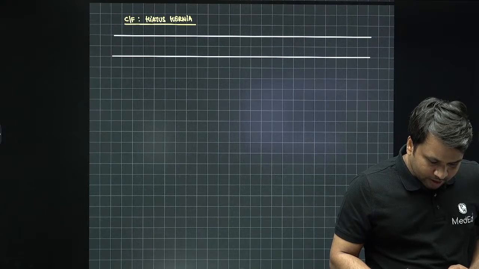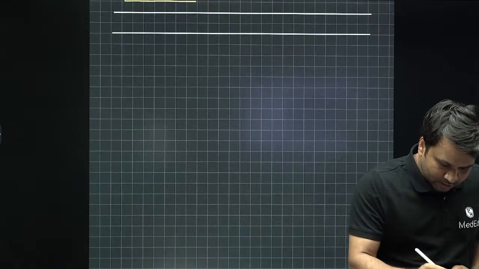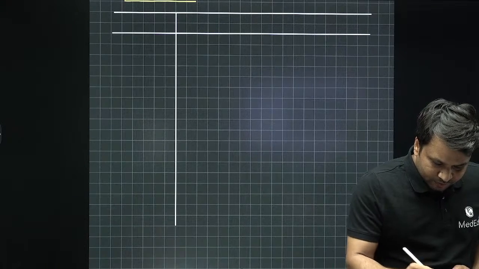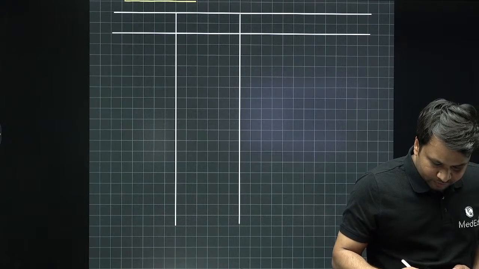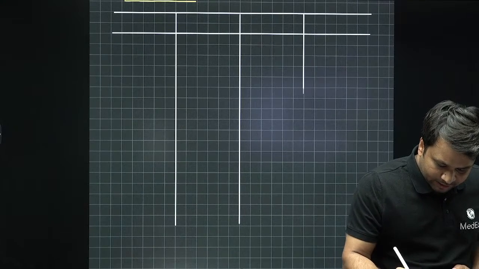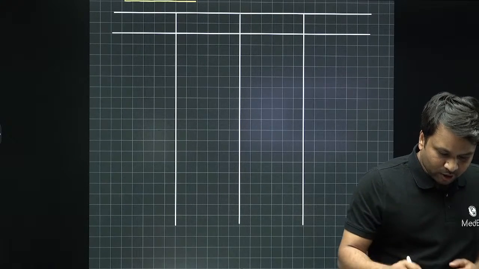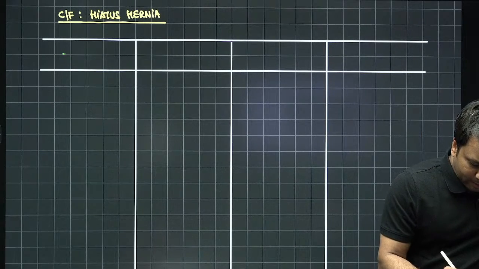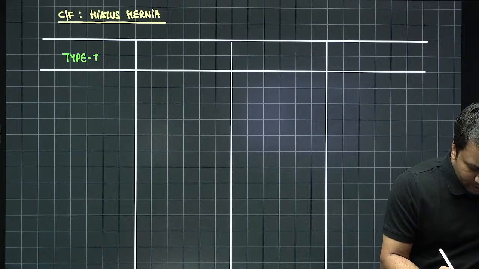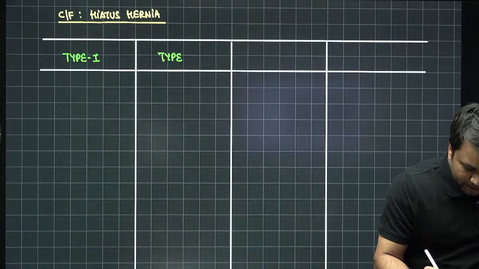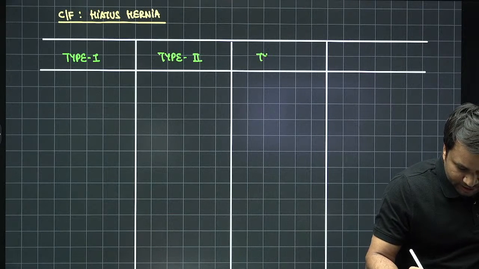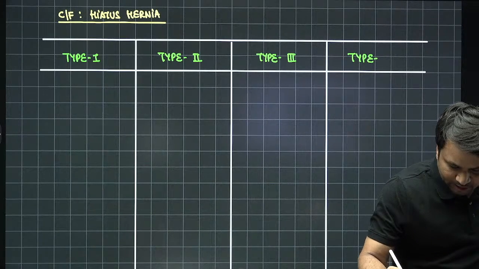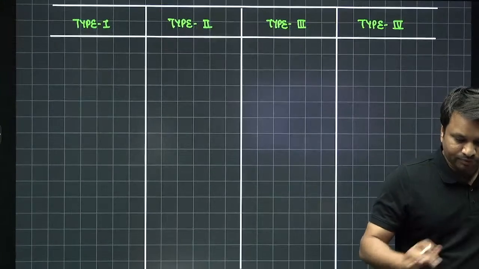So we'll talk about how the type 1 hiatal hernia presents to us, its clinical presentation and its management. We'll talk about the type 2 variety, then the type 3 and the type 4 variety, right? So we're talking about all 4 varieties of the hiatus hernia that we had. We had the type 1 variety, the type 2 variety, the type 3 variety, and then the type 4 variety, right?